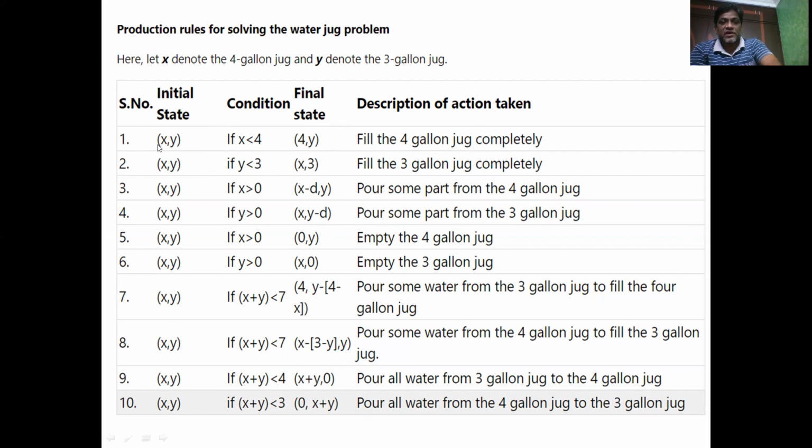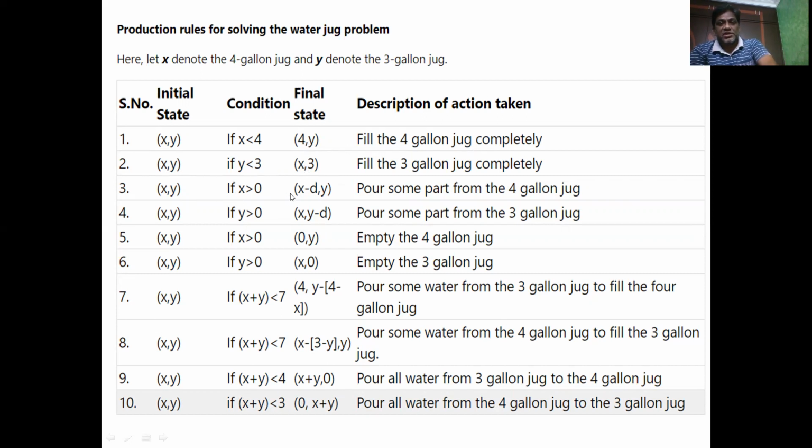Let us identify the possible production rules. If the state is X comma Y, and if the condition X less than 4 is met, then you can fill the 4-gallon jug completely. It can be represented as 4 comma Y, where X is replaced by 4 since it is filled with 4 gallons. Similarly, from X comma Y, if Y is less than 3, then you can fill the 3-gallon jug with 3 gallons of water, and the final state becomes X comma 3.